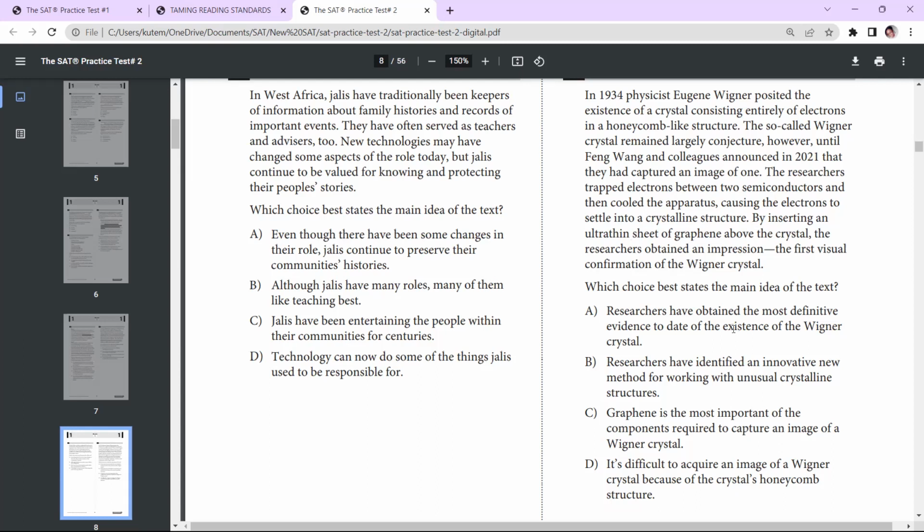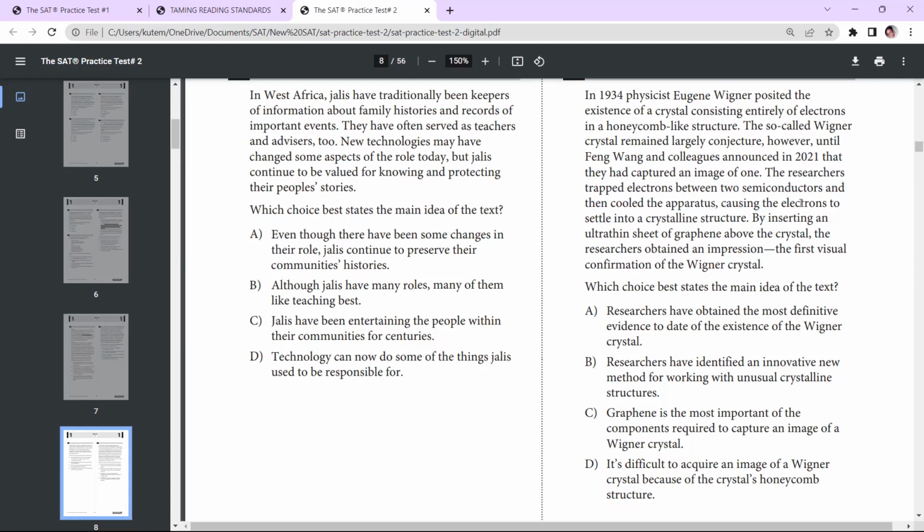Okay, so that was a lot of information. So let's try to break it down and see if any answer makes sense, right? So remember, the topic is what is being talked about the most. And we know this is the Wigner crystal, however I pronounce it. Let's say the crystal. This crystal is the topic of the passage because that's what's being talked about from the beginning. Eugene Wigner, the crystal, so-called conjecture, captured the crystal, everything is about the crystal, crystalline structure. So the crystal is the topic.